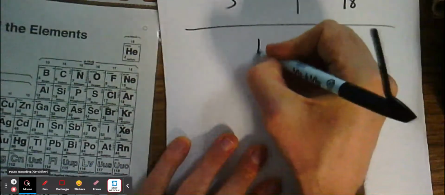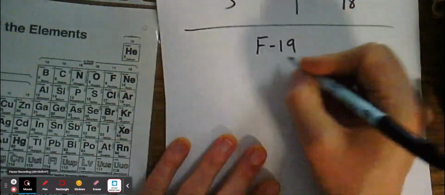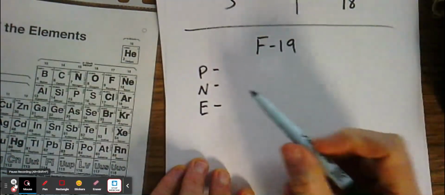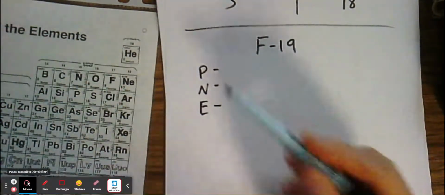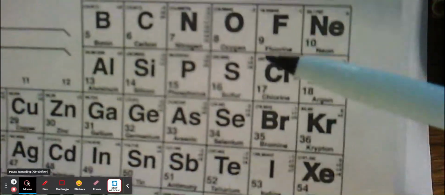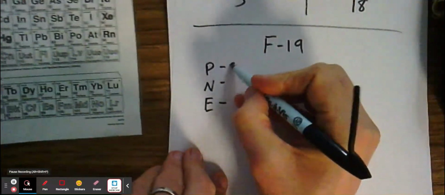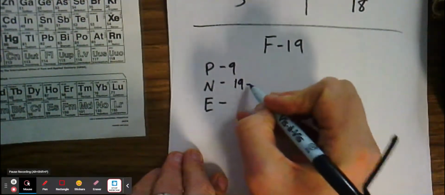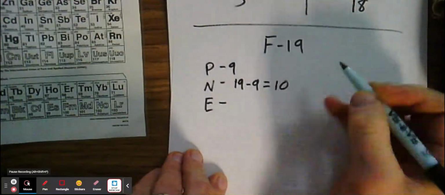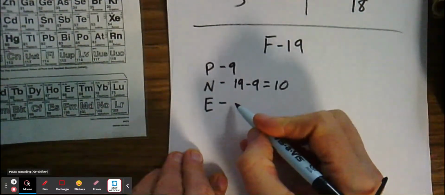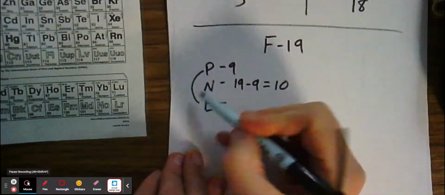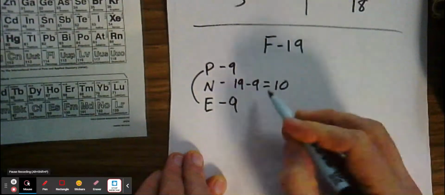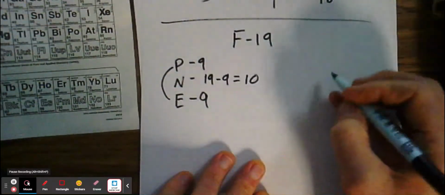Now, let's draw this atom, F19. Okay, fluorine with a mass number of 19. So I need to calculate these three things. Fluorine, right there, that's the atomic number, that's 9. Its mass number is 19. So 19 minus 9 equals 10. So 10 neutrons. And how many electrons? Since it's neutral, it is 9.